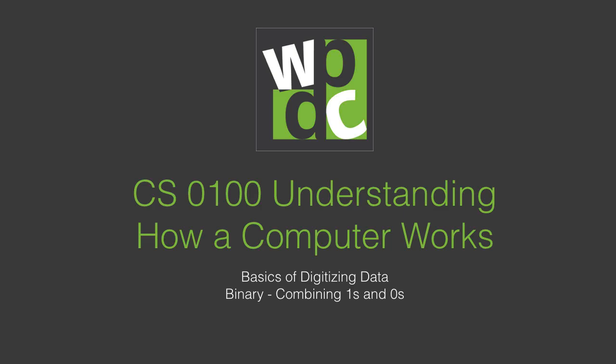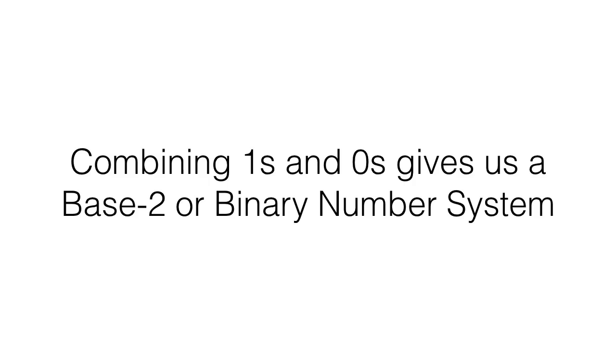So ones and zeros are not very useful if we can't combine them into some sort of pattern. So in this topic, we're going to discuss binary. This is the combining of the ones and zeros. When we combine ones and zeros, it gives us a new system, which is a base 2 system, right? There are 2 digits. That's where the base 2 comes from.